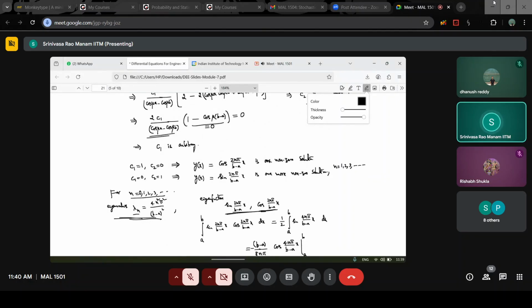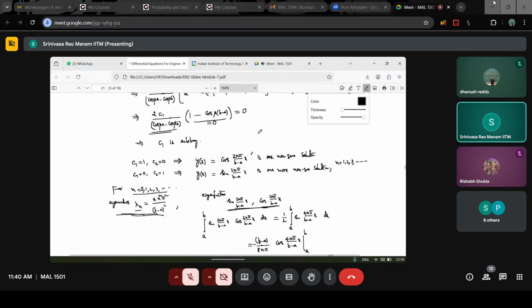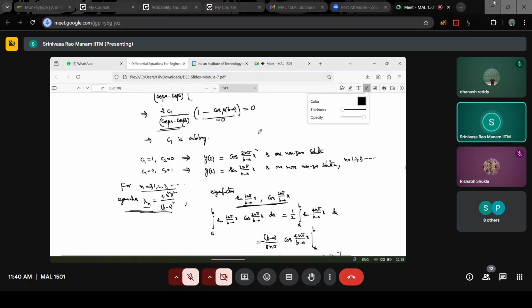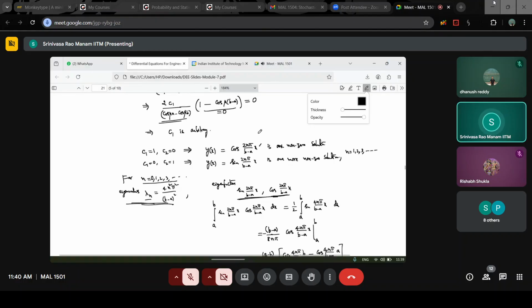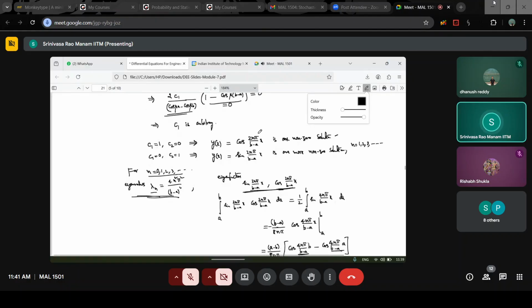Let me take first C1 equal to 1 and C2 equal to 0. In that case, this is one non-zero solution: y1 equals C1 times cos mu x. Mu x we already know, so you put it here. So this is one solution. If you take C1 equal to 0 and C2 equal to 1, then you will get another solution, sine, which is also another non-zero solution.